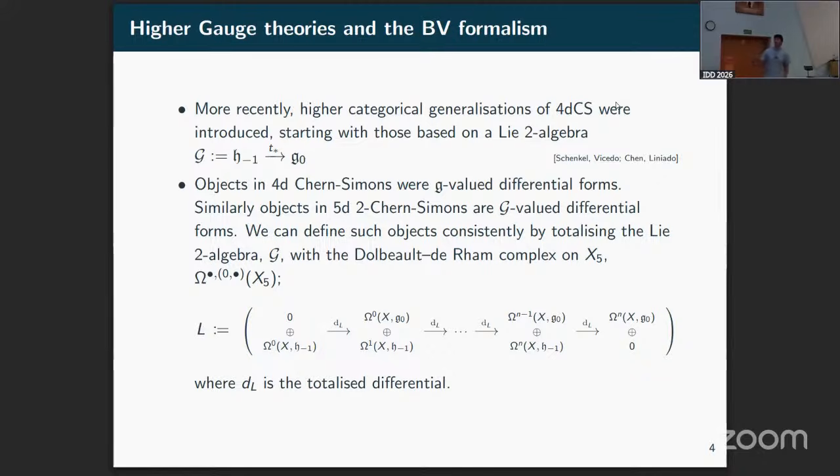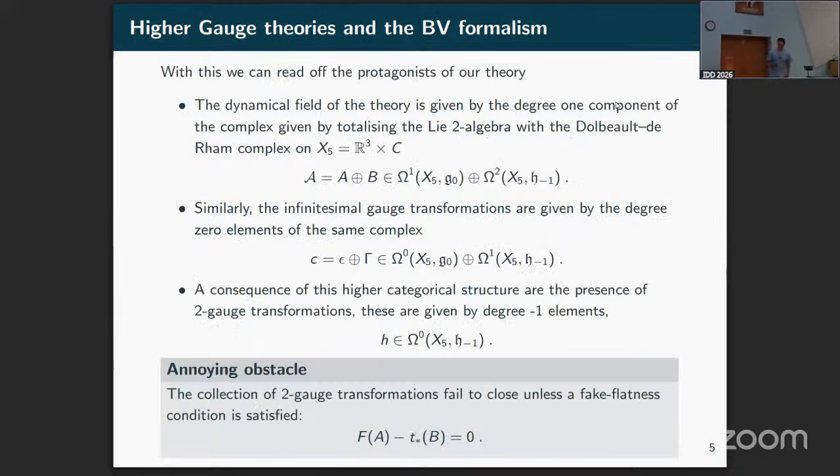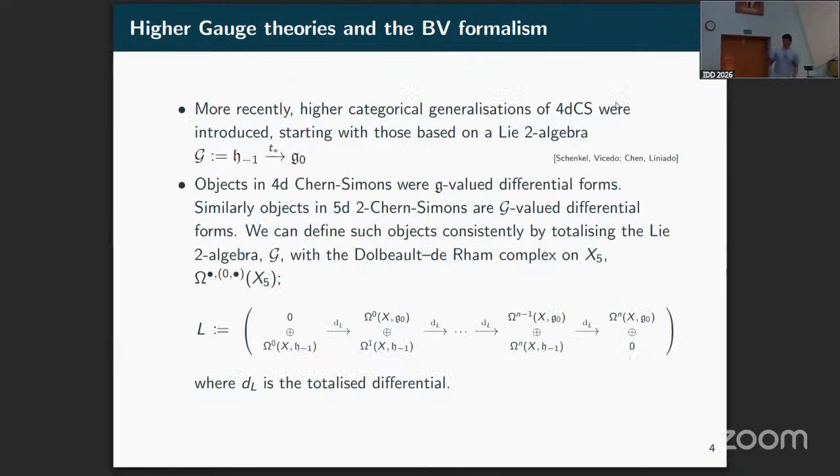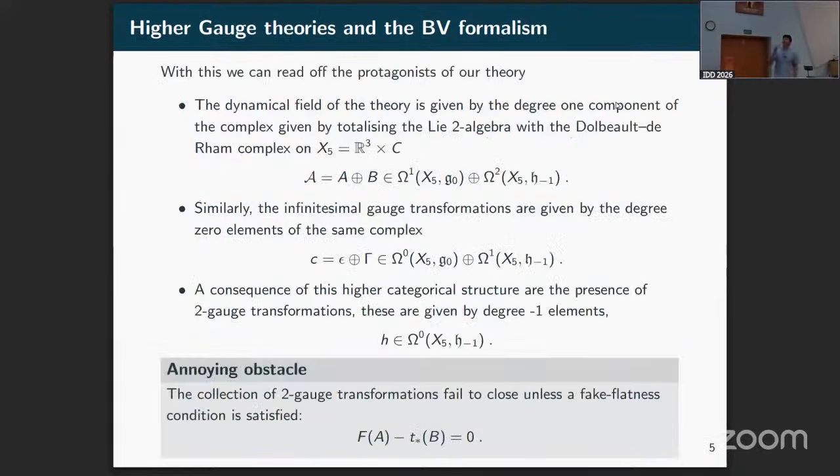So this differential plays with the de Rham differential, and when you totalize, you get this complex. So looking at this complex, we can read off the protagonists of the theory. In degree 1, we'll have our physical fields. So we'll have one forms, which are just going to be the G valued one forms.